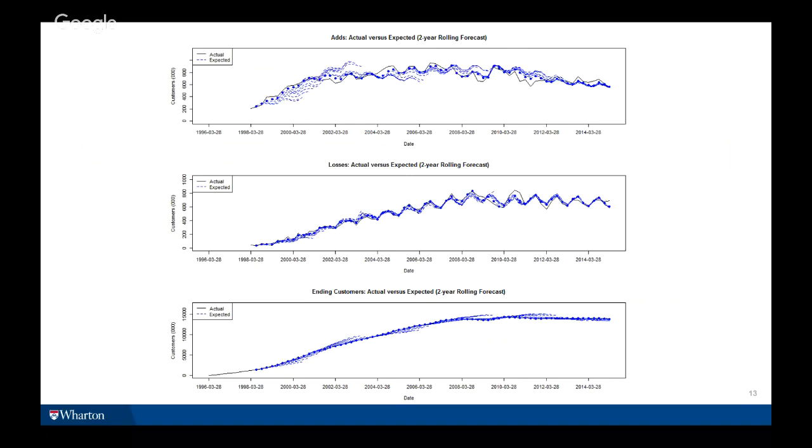I'm going to train on all the data up to those blue dots, and then I'm going to predict, based on that data, what I would expect to happen over the ensuing 2 years. So those predictions are the wispy blue lines that we see over here. And we can see that in each of these cases, we're doing a very commendable job at forecasting adds, losses, and ending customers, even with a relatively small amount of data. So this gives us a good feeling that our model is relatively well calibrated.